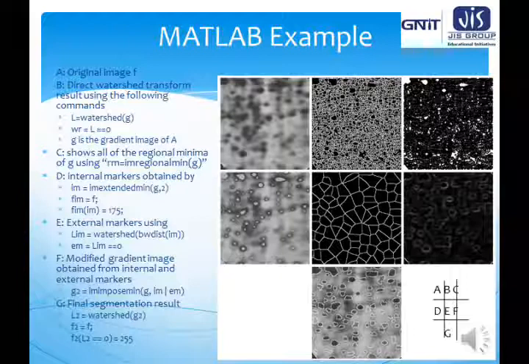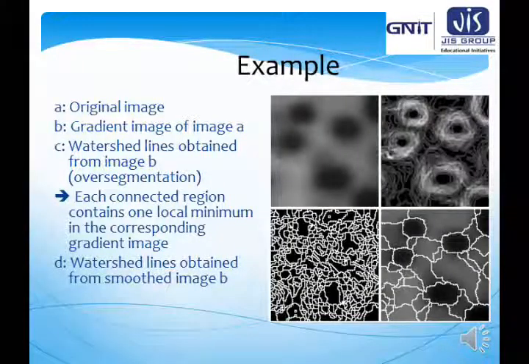The first image is the original image. The second image is the direct watershed transform result using the corresponding watershed algorithm. The third image shows all the regional minima of G using the corresponding command. The fourth image is the internal markers obtained by the command, which has also been given. All the images have been given, and the final segmentation result is represented in G. So this is another example which we have already discussed.